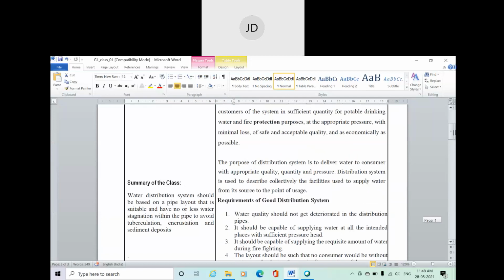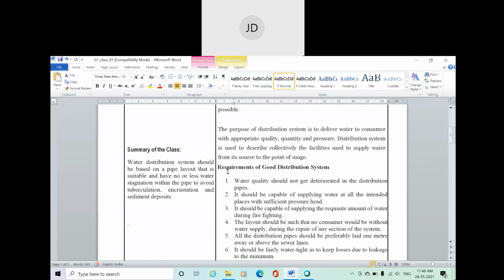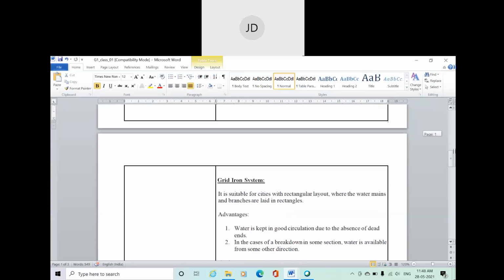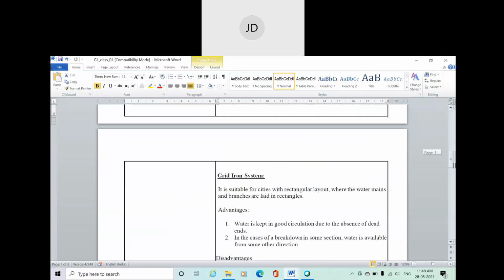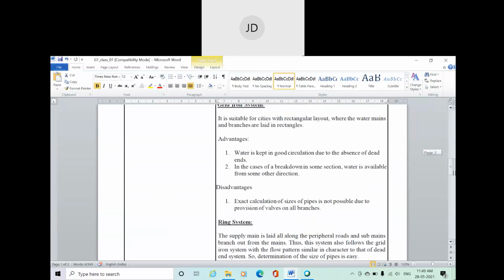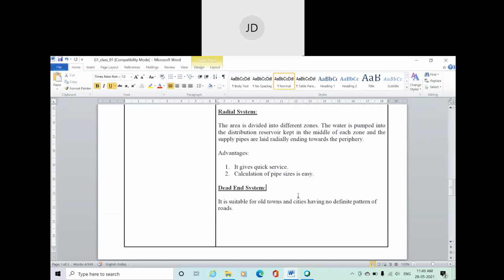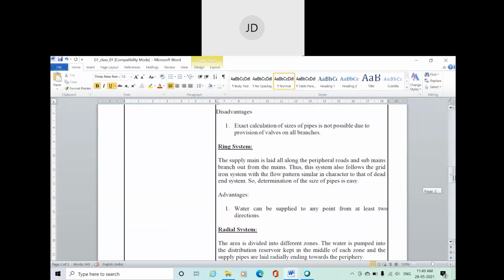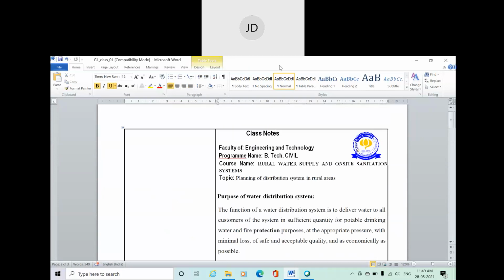So this is about today's class. It is a very basic class of the third module. In this class, we have discussed the basics of water distribution systems: what is the purpose and need of a distribution system, the significance and requirements of a good distribution system, and different layouts of distribution systems. There are advantages and disadvantages. I think it is clear, and just go through the different systems of water supply by yourself. Fine. We are at the end of this class.